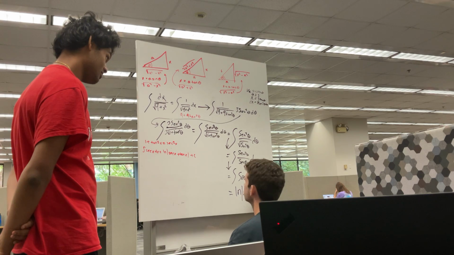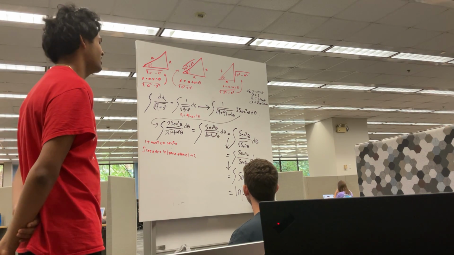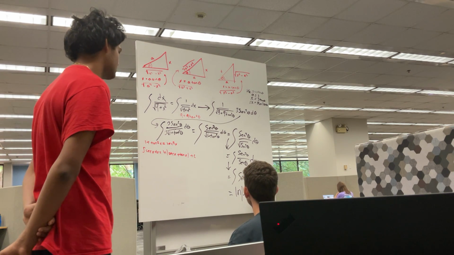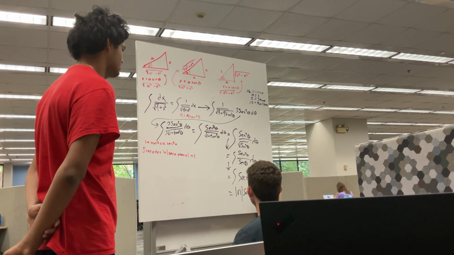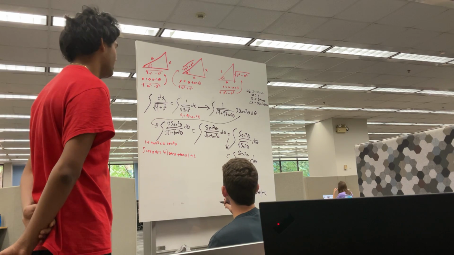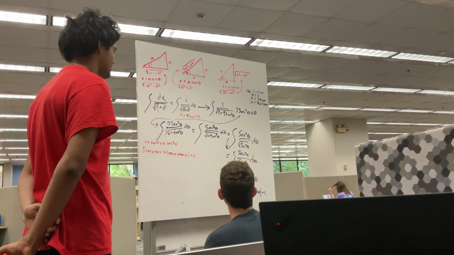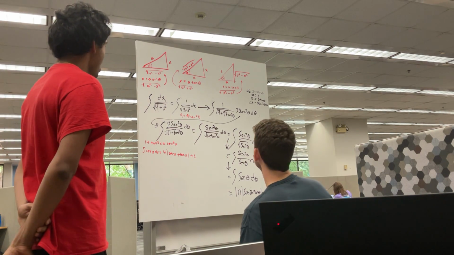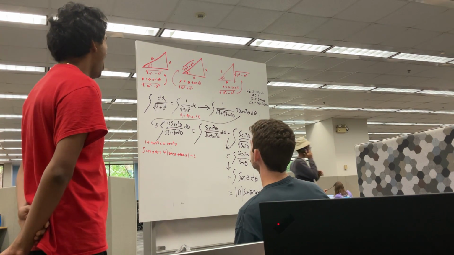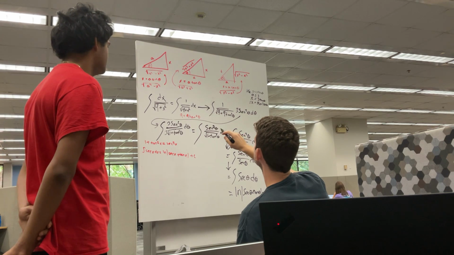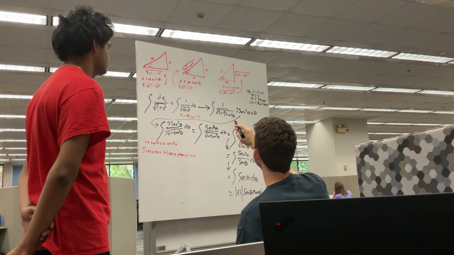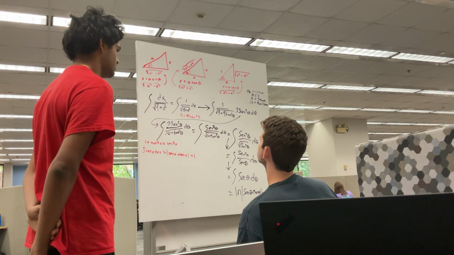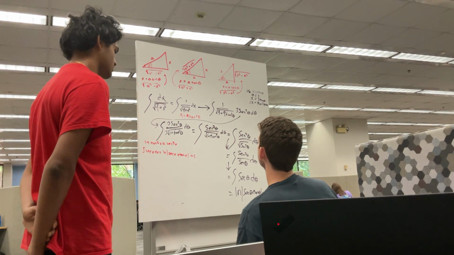Now we have secant theta plus C. And now we have to put it in terms of x. Alright, so we go back all the way to the start. So we put it as x equals. How do we do that again?